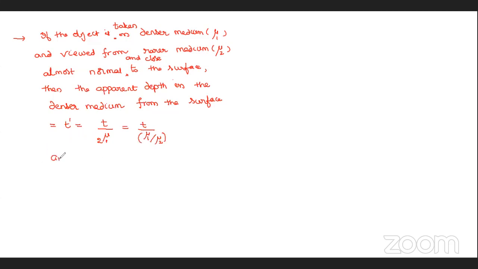And shift is equal to t minus t dash. That is t into 1 minus 1 by mu. Yesterday we wrote that, today we write it as mu1 with respect to 2. This is the shift. Denser medium with respect to rarer medium. Clearly I mentioned here, denser medium, rarer medium. So denser medium with respect to rarer, right?